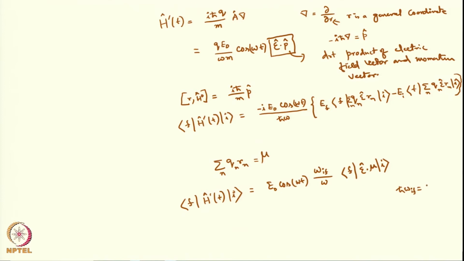is equal to delta E is equal to E_i minus E_f. There is a E_f minus E_i, but there is a negative sign, so I kind of cancel that, and there is an i here. So there is a ratio of omega_if to omega, and there is this integral, and this slightly can be written as i cos omega t, omega_if by omega. Now E naught into the E vector is going to give you the electric field E.